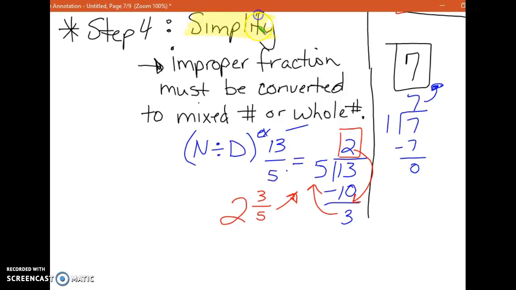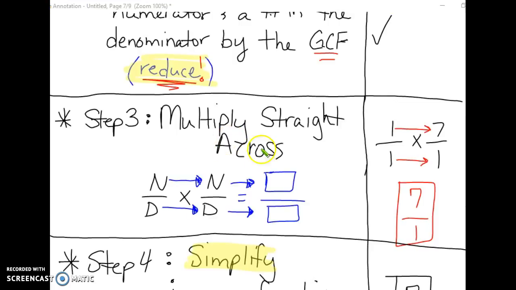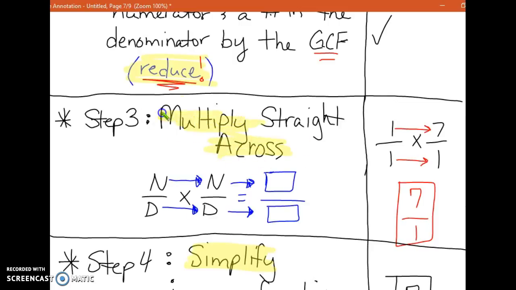So step 4 is to simplify. And by simplify, we may have to change an improper fraction to a mixed number by division. Okay? Are there any questions? Good. We're going to go ahead and practice some.